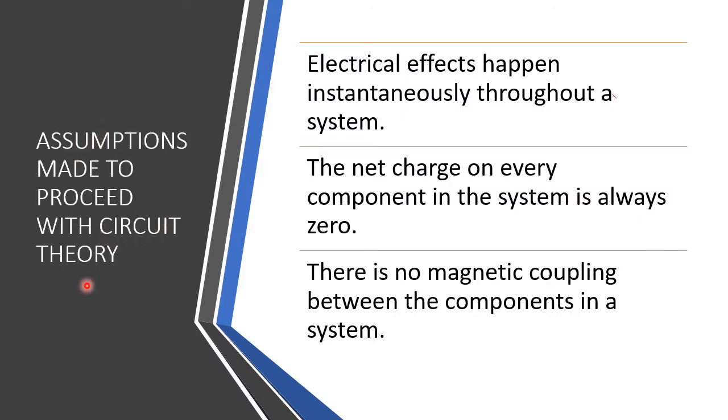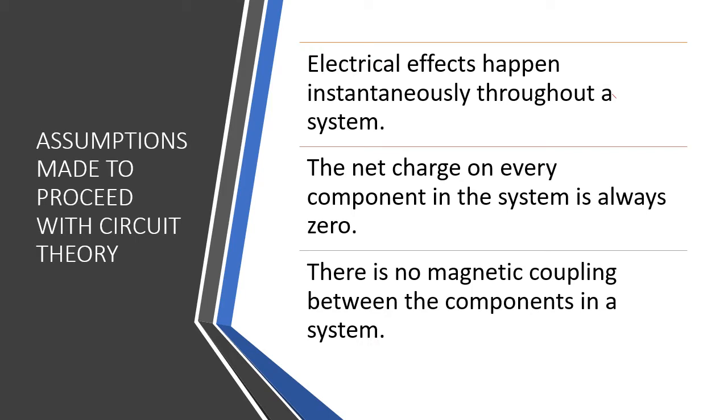Before we proceed with the circuit theory course, we need to acquaint ourselves with the three assumptions that are made in this course. Firstly, the electrical effects happen instantaneously throughout a system. Second, the net charge on every component in the system is always zero. And third, there is no magnetic coupling between the components in a system.